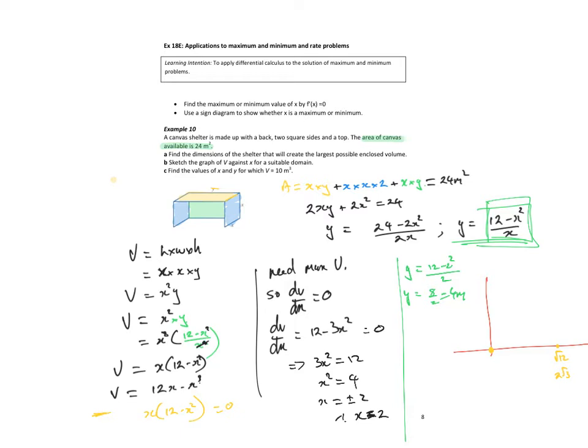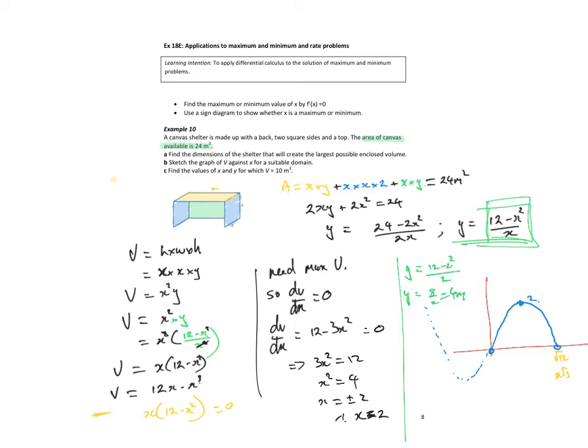So there are my intercepts. If I want to know where my turning points are, I need to solve my derivative equal to 0, and my turning points occur at plus or minus 2. So there's one turning point up here at 2. My graph would look like this, up to 2, and then I'm going to stop there because I can't have a negative volume. If the x value is 0, we don't have a shape, so we're not going to include 0, and I'm not going to include 2 root 3. The maximum volume occurs when x equals 2.